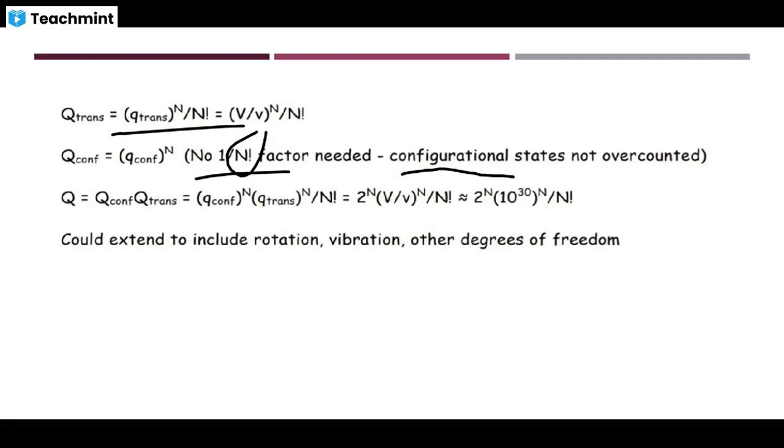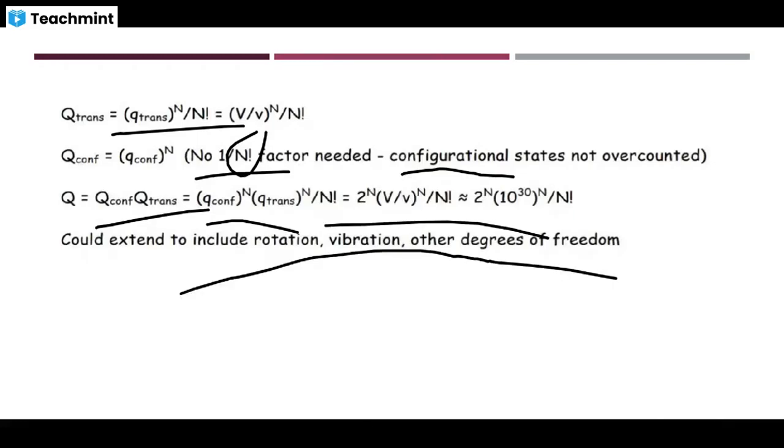So q is nothing but q configurational into q translational. That is nothing but q configurational whole power n into q translational whole power n divided by n factorial. So do the mathematics. You could extend this to include rotational, vibrational, and the other degrees of freedom. Here only translational and configurational are added. If you want to add rotational, vibrational, and others, just multiply the other partition functions also.